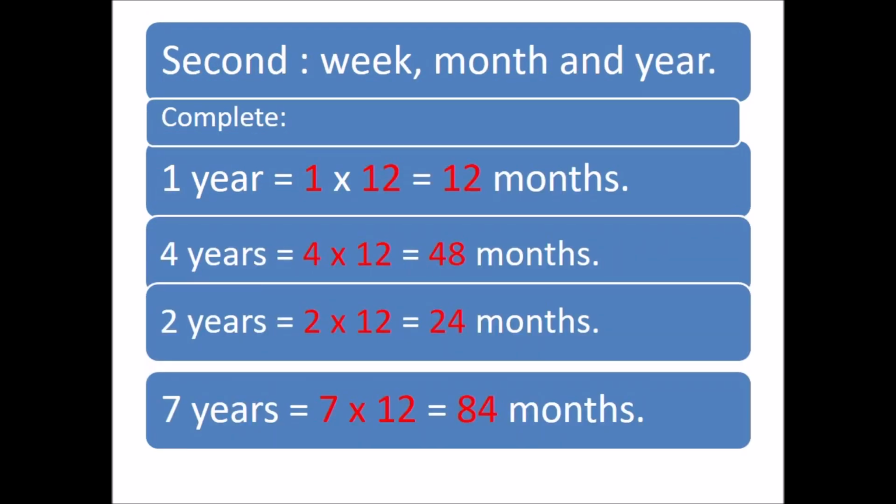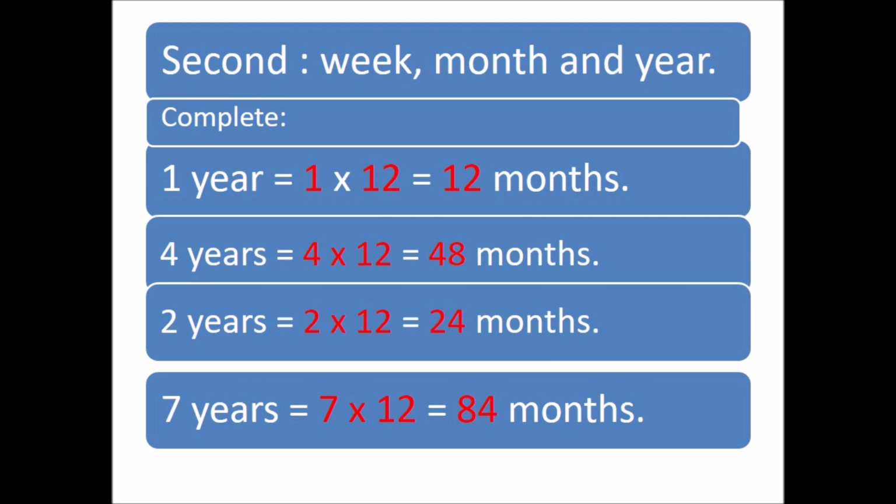Now let's move to the second piece of information for today, which is week, month, and year. Here we have to know that 1 year equals 12 months. So if I have 4 years, I will make 4 times 12. It will give me 48 months. Then 2 years, 2 times 12 equal 24 months.